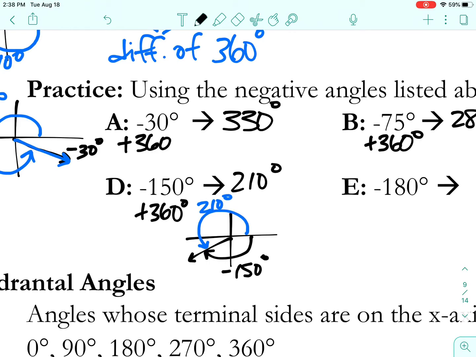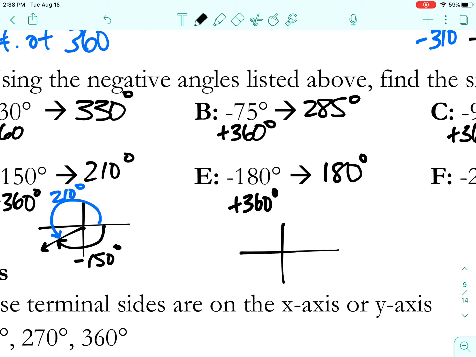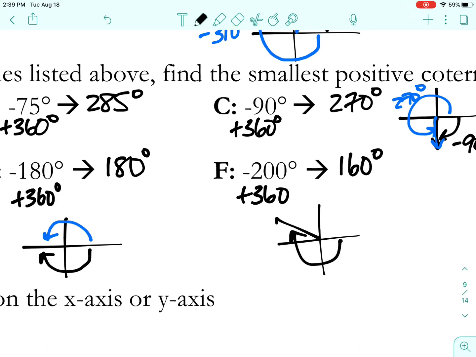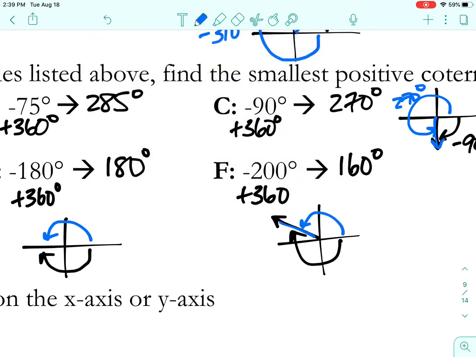Okay, so another example, let's see, negative 180 degrees. So again, what I'm going to do is add 360 to that, and I get 180 degrees. What does that look like? You should kind of have an idea in your head. Negative 180 is here. Positive 180 is here. They end in the same exact location. No big deal. Last one, negative 200. If you're adding 360 to that, you get 160 degrees. So again, just a sketch. Negative 200 is somewhere in the third quadrant, like so. And if you go positive 160, you end up in the same place.